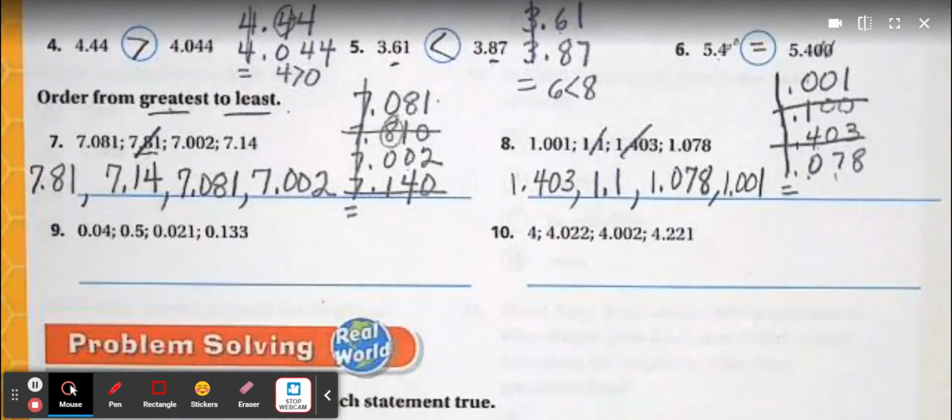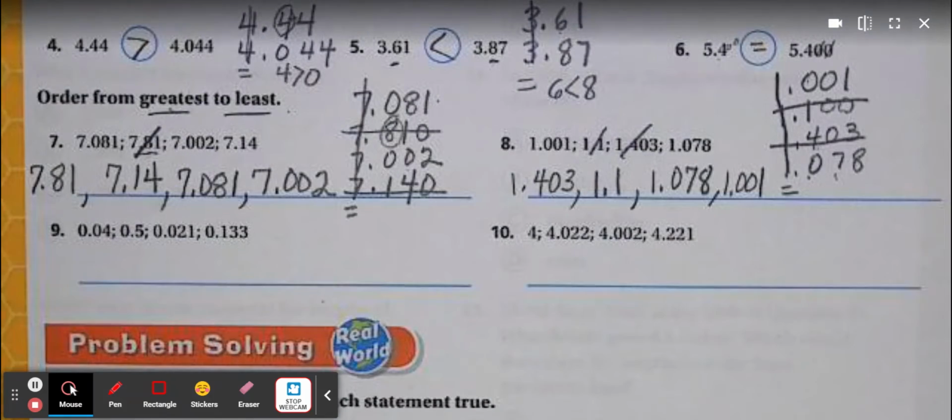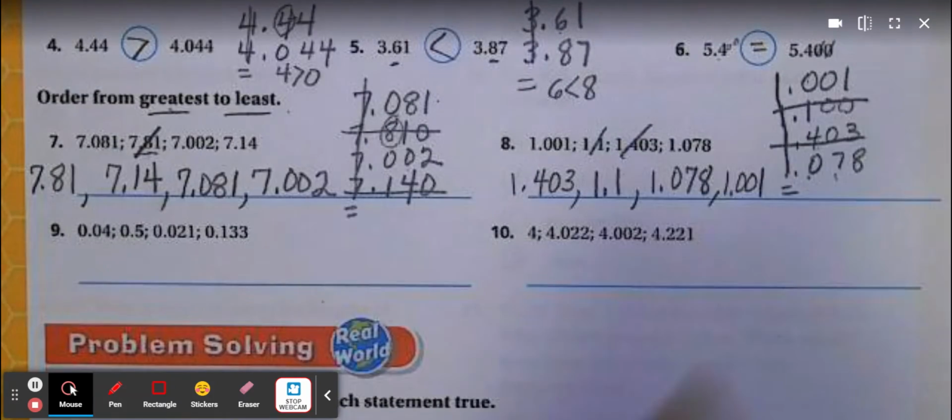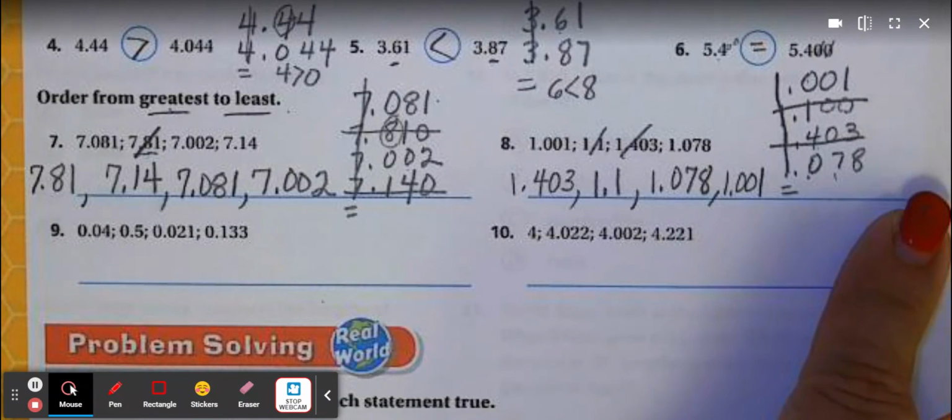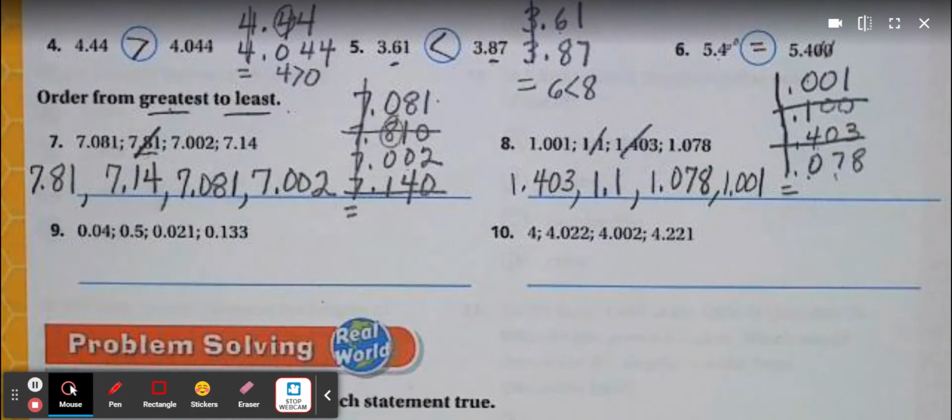You did order and comparing decimals last year, but you didn't do the thousandths. You went up to the hundredths, but you're still following the same format. You're still following the same process of your thinking.